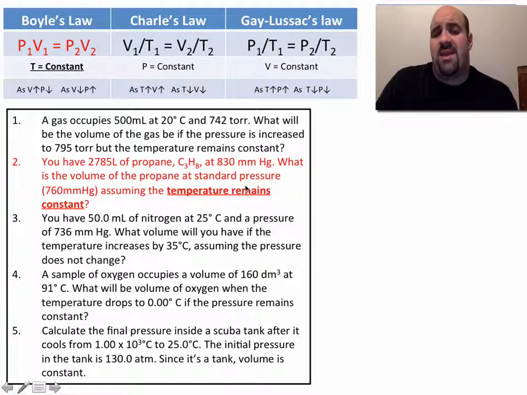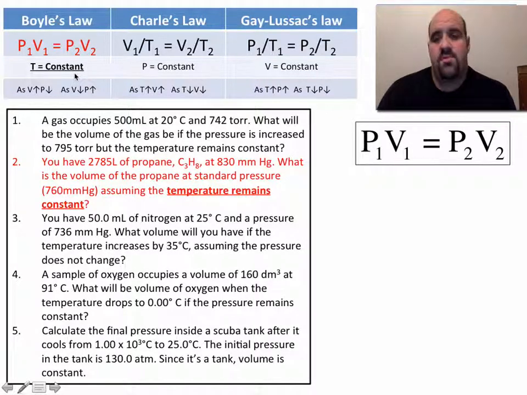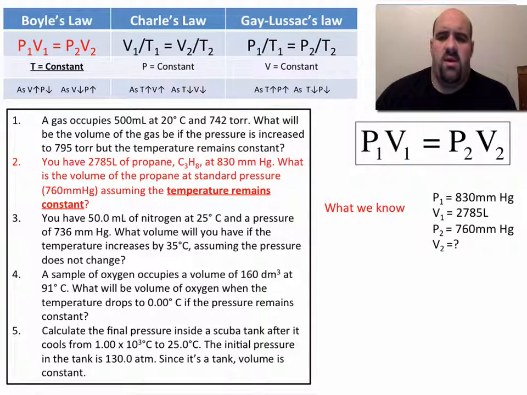Again, temperature is remaining constant. If temperature is constant, we're using the formula without a T in it. Both of these have T's. We're using P1V1 equals P2V2. List what you know. We know that P1 is 830 millimeters of mercury. We know that V1 is 2785 liters. We know that pressure, standard pressure, is 760, so we are reducing the pressure. What happens to the volume?